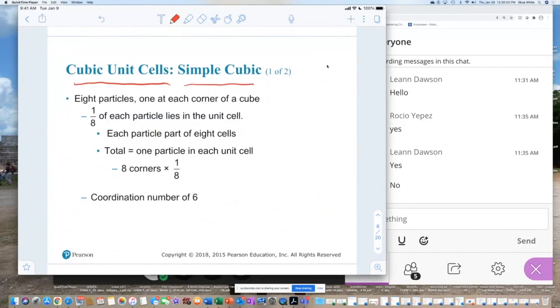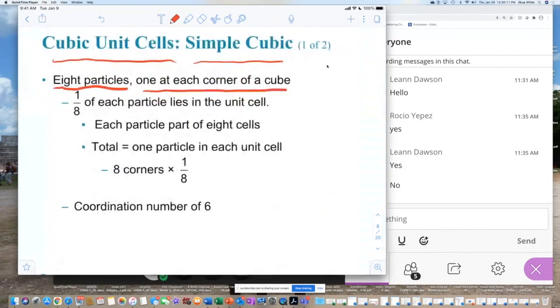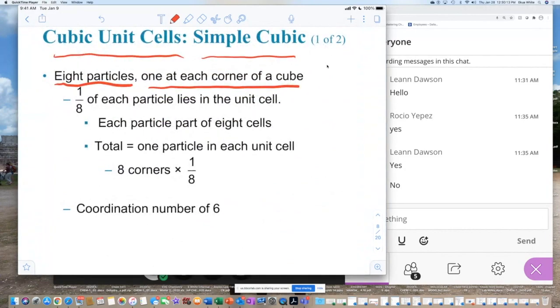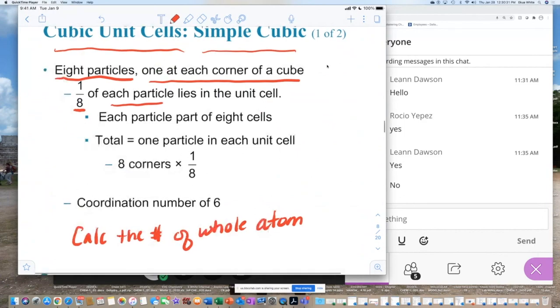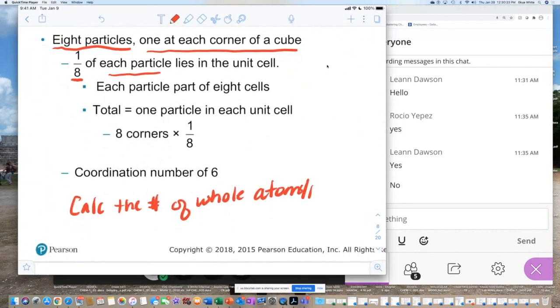In the simple cubic unit cell, we saw that we have 8 particles, but not 8 whole particles, 1 at each corner of the cube. And remember I told you the fraction of the whole particle we have is 1/8 of each particle. So one of the things you have to do here is calculate the number of whole atoms. I say atoms, but I mean particles, right? It could be atoms, ions, whatever. Whole atoms, particles.